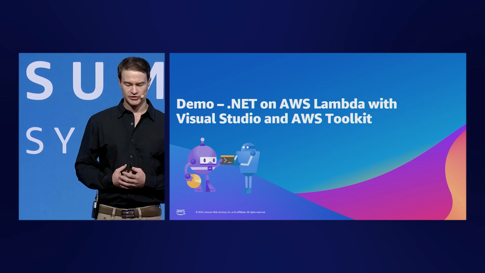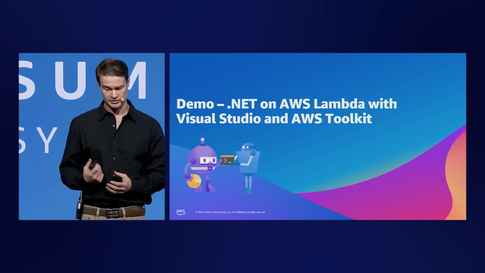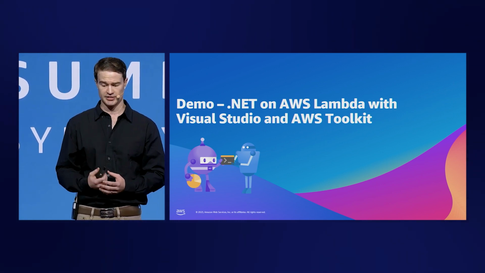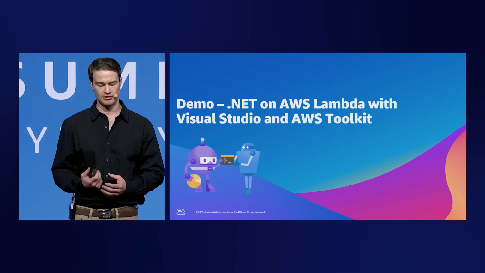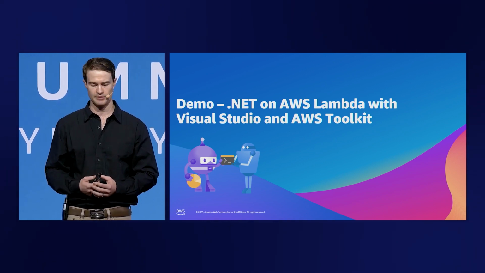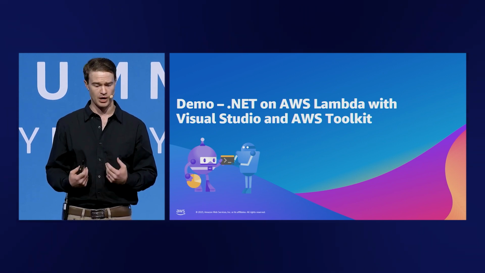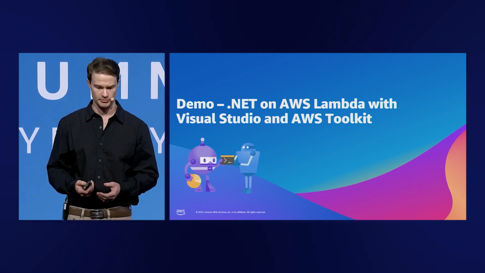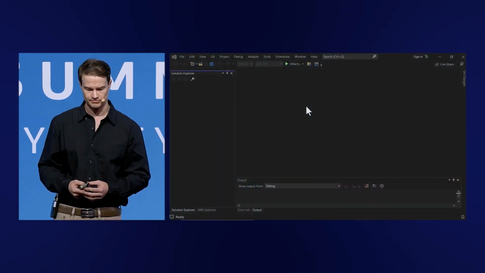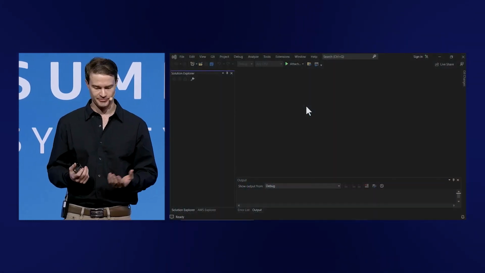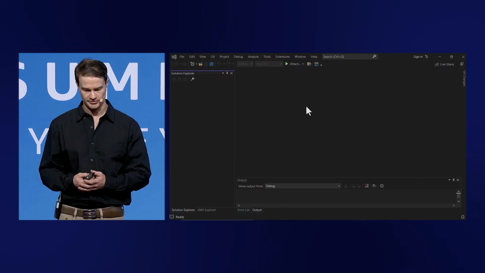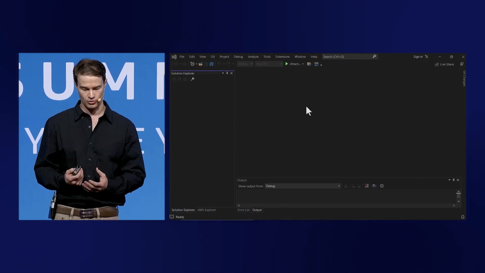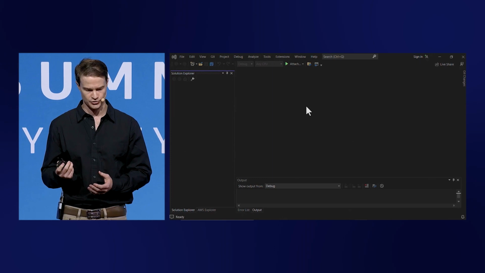In this demo, I'm going to show you how easy it is to get started with building .NET applications on AWS. I'll create a sample containerized application, deploy it to AWS Lambda, and interact with some common AWS services, all from the comfort of my preferred Visual Studio development environment. So this should look familiar. This is our Visual Studio development environment, and I've already installed the toolkit for Visual Studio.